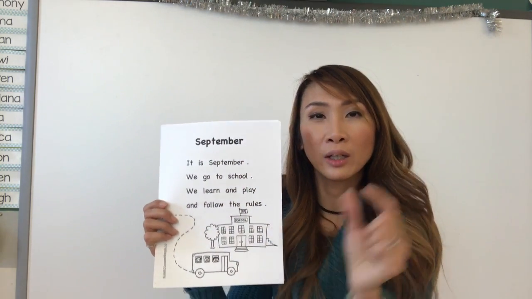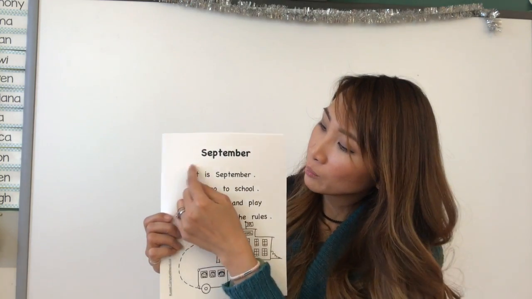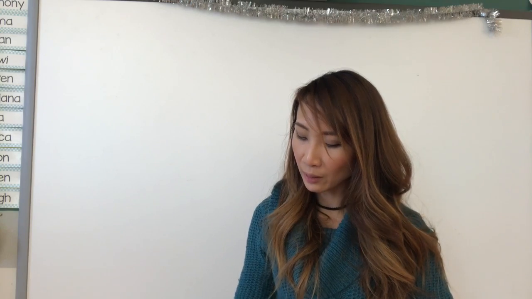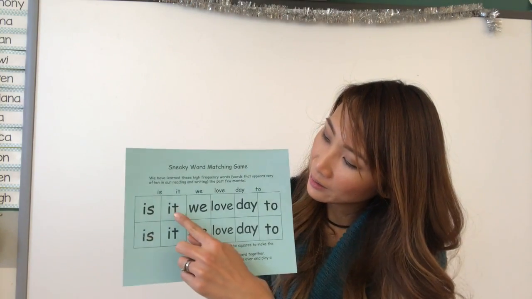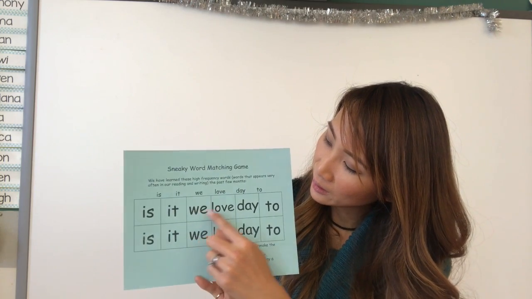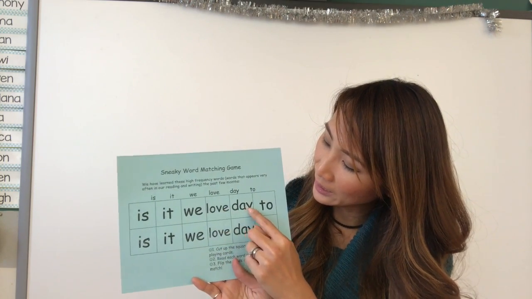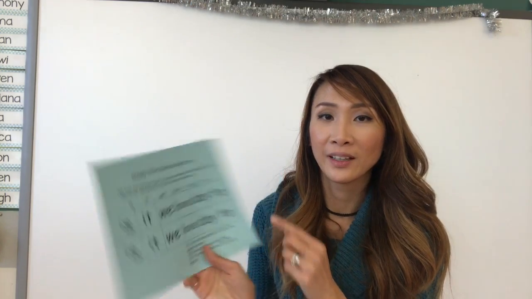Or if you can find a little keychain, a little hoop, you can put that hoop on top of the word as well. These are some of the sneaky words that we have done this year so far. Is, it, we, love, day, and to. Something else you can do with sneaky words is to make a sneaky word matching game.